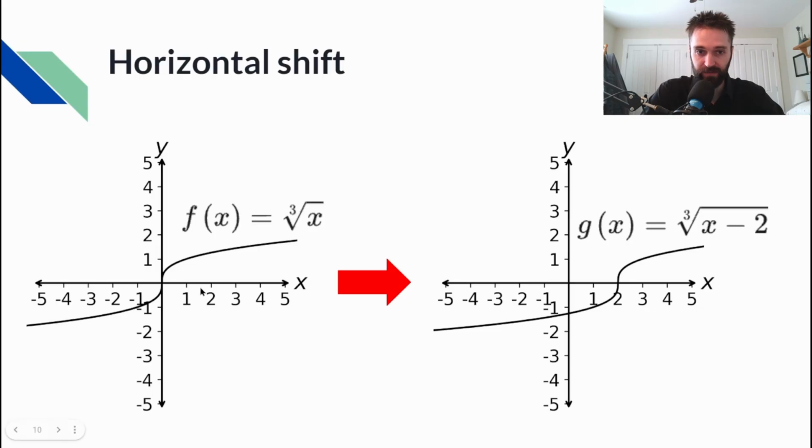Once again, pay attention to the origin. This original function passes through 0, 0, and this new transformed function passes through 2, 0. And the entire graph has shifted 2 units to the right.